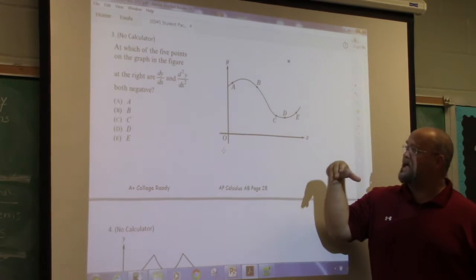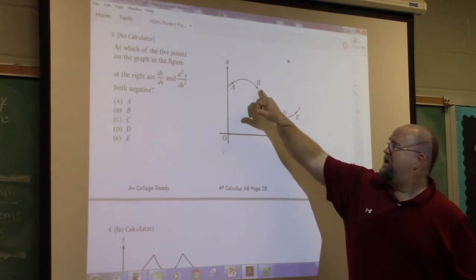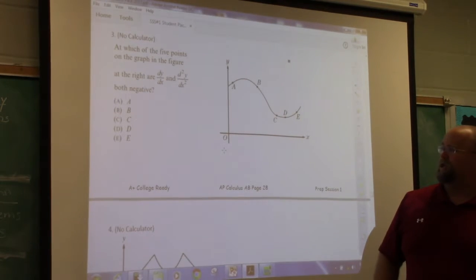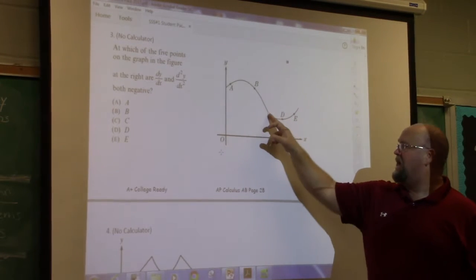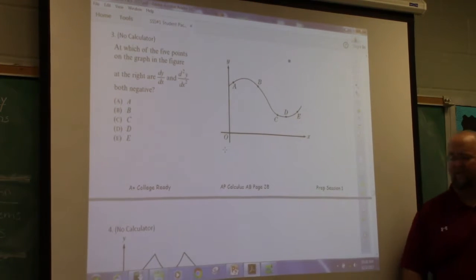So if we're decreasing and concave down, B or C, which of those choices would you choose? Hopefully you would choose B. That's concave down. C there, we're concave up is what we get there.